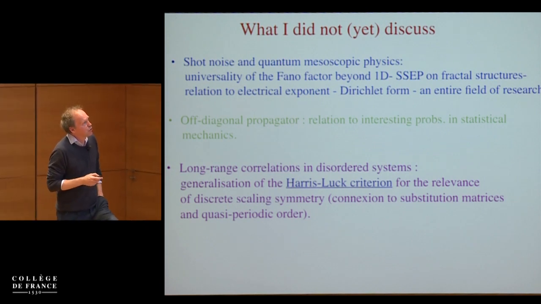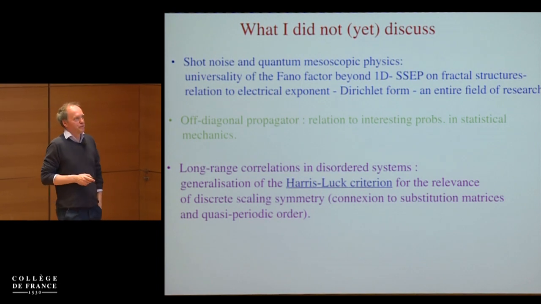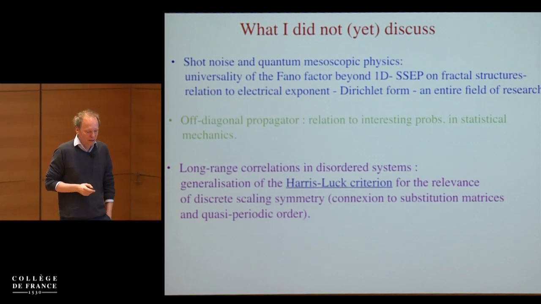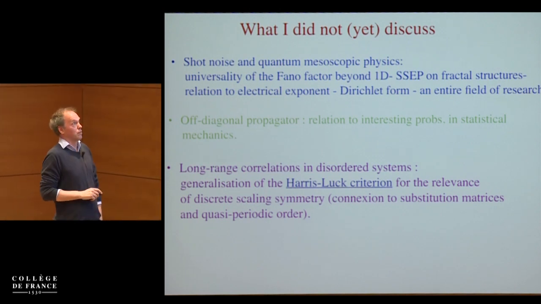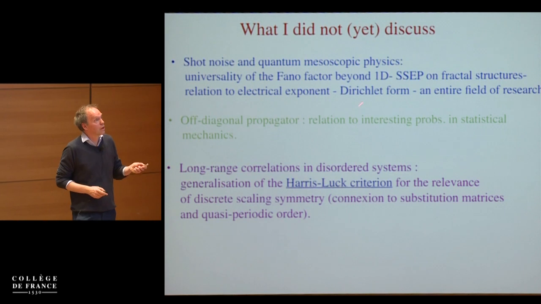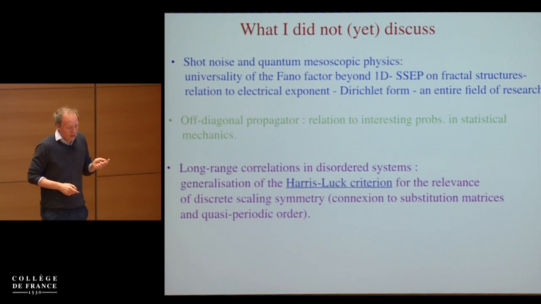But I brought also this example, again, for those of you perhaps who are interested in beautiful mathematical objects. All this can be described by what is called Dirichlet forms. And this is an entire field of research in mathematical physics, which is just really beautiful. So I just wanted to describe this.